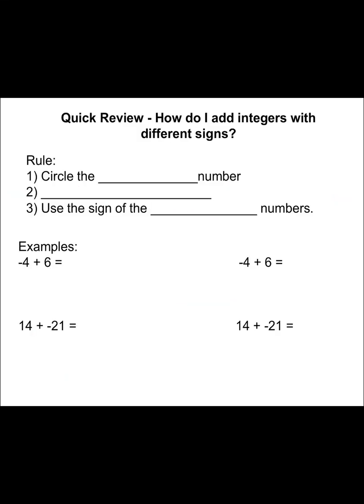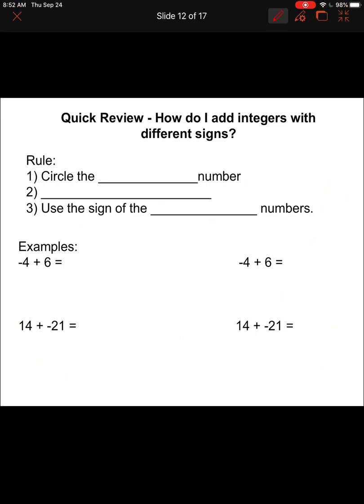Okay, but drawing those positives and negatives like we did before, when the numbers get higher, just gets to be really annoying. So we're going to come up with a rule. So the rule we have is circle the bigger number. Then instead of adding, we're actually going to subtract. And then we could use the sign of the circled number.